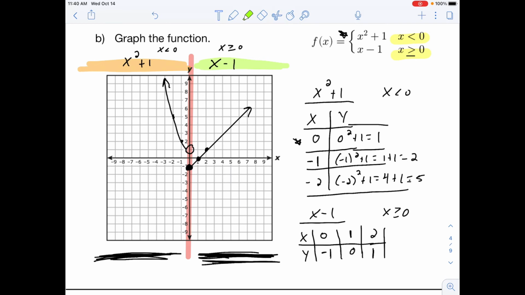All right, well, hopefully this clarifies evaluating piecewise functions and graphing them. And then, of course, we will move on to another topic.